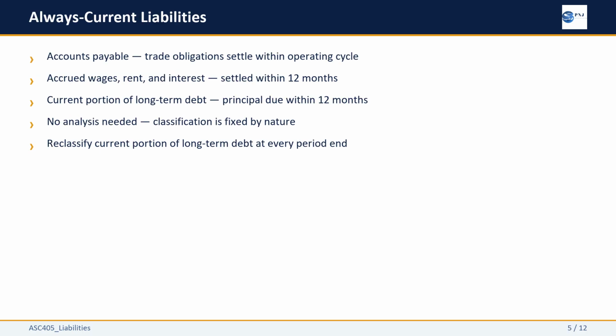Watch out for this one. Some liabilities never need analysis because their nature makes them current by definition. Accounts payable are always current. Trade obligations settle within the normal operating cycle. Accrued liabilities like wages, rent, and interest are expected to be paid within 12 months, so they land in current too. The trickiest one here is the current portion of long-term debt. At every period end close, you must pull forward the principal amount due within the next 12 months and reclassify it as current. Skipping this step is one of the most common audit findings in practice.